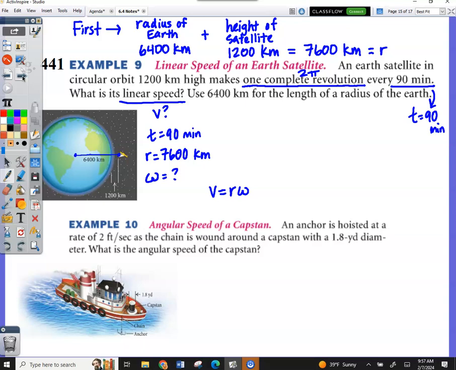Okay, so we're going to find omega first. We said omega was the angle rotated divided by the time it takes to rotate that. What's our angle of rotation? Look up here. That's our theta, right? Theta would be how much we've rotated. It says we've made 1 complete revolution. So that's 2 pi. How long did it take us to do that? 90 minutes, right? Now, the good news is, like we just typed in the calculator, type pi as well. So you're going to enter a fraction in there, 2 pi on top, and then 90 on bottom.